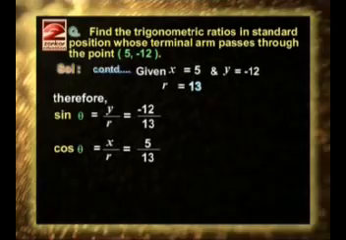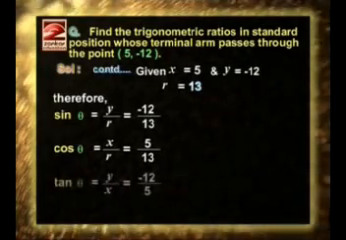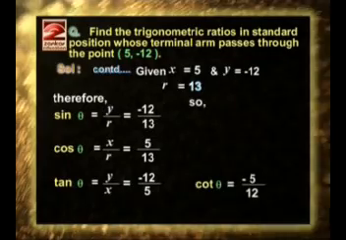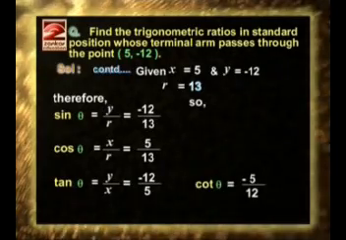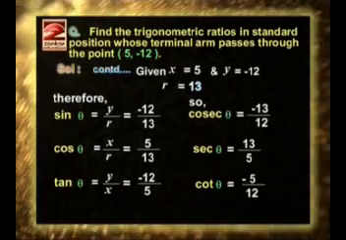Cos theta is equal to x upon r, that is 5 upon 13. Tan theta is equal to y upon x, that is minus 12 upon 5. So cot theta is equal to minus 5 upon 12. Sec theta is 13 upon 5 and cosec theta is minus 13 upon 12.